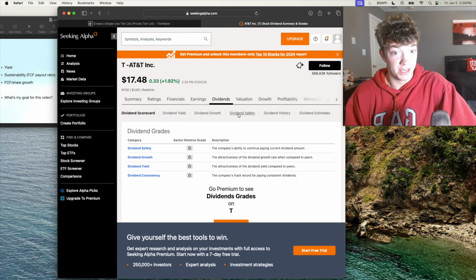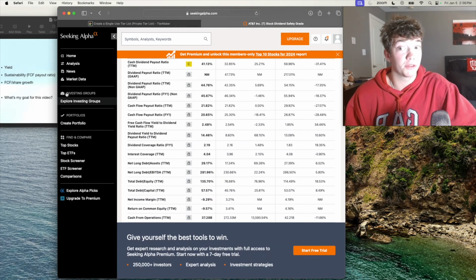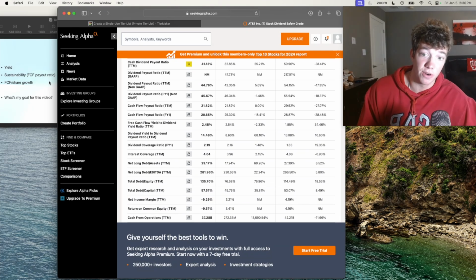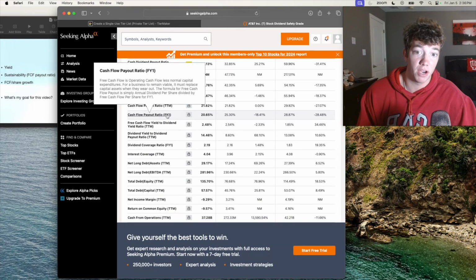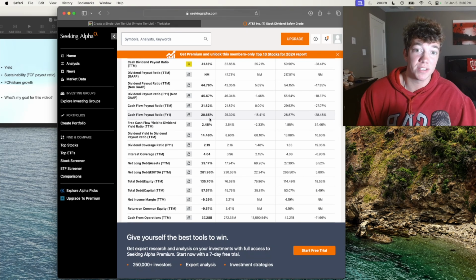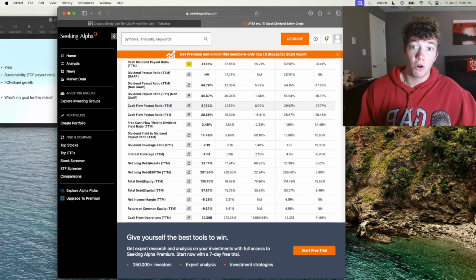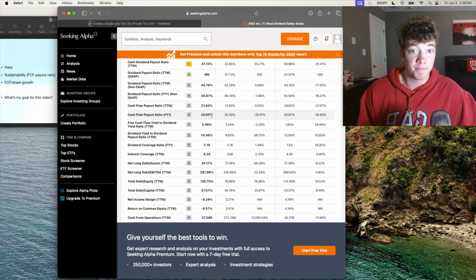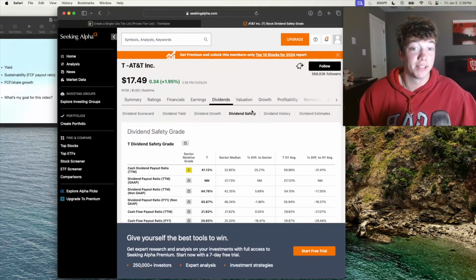Next up, we'll go to the dividend safety tab, and we will look at the free cash flow payout ratio on a forward basis. Right here, free cash flow payout ratio, 20.65%. That is lower than the 5-year average. We're going to give that one a check too. So already right off the bat, I'm liking what we're seeing with AT&T.